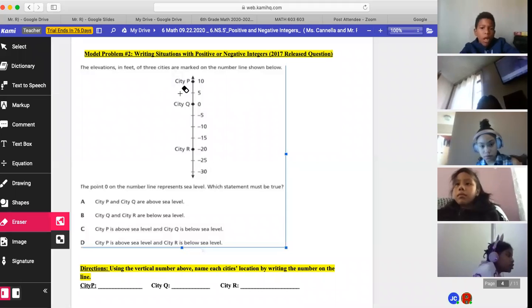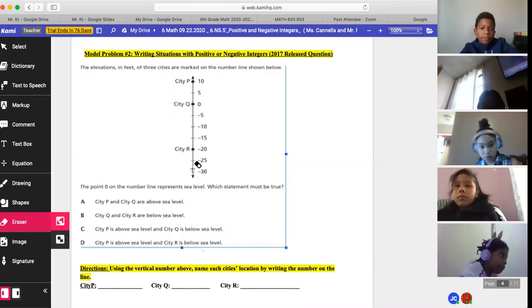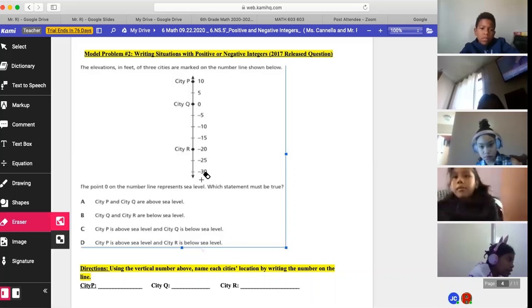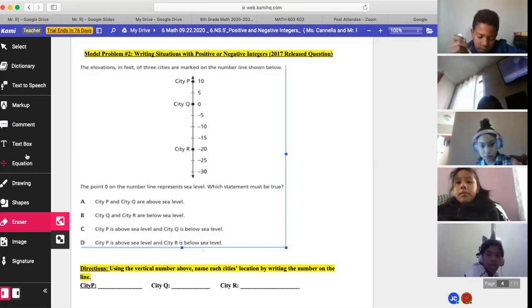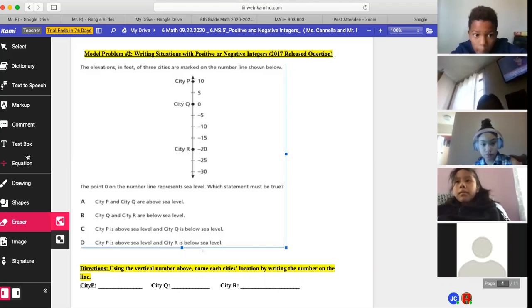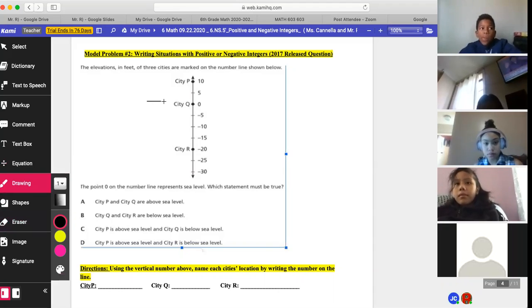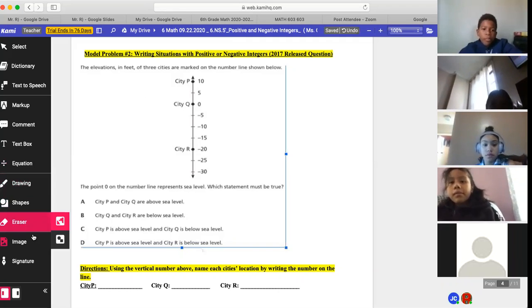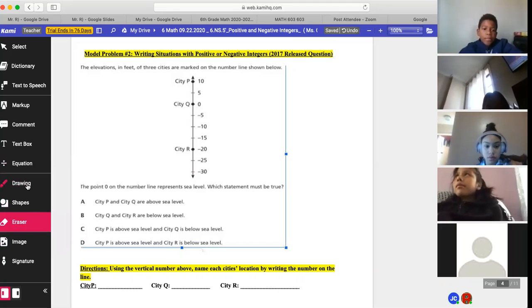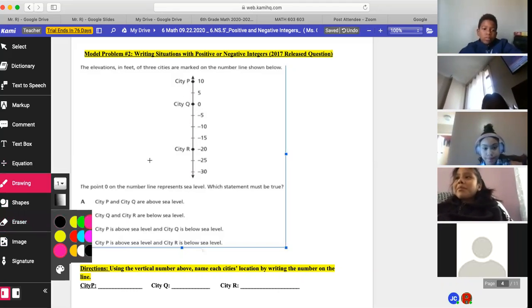That's okay. So we got City P, City Q, and City R. We need to figure out based on this number line which statement is true. So in order to answer this question, it's a vertical number line. Okay, so we have to identify where each point is located. Nia, turn that camera on. Don't make me ask you again. So here, let me just erase that because that's a little messy. Let's change the drawing.